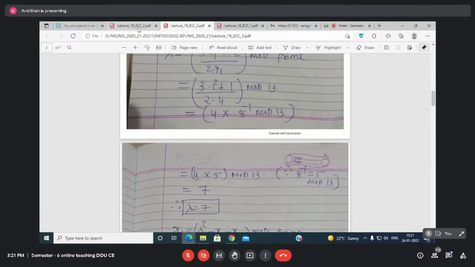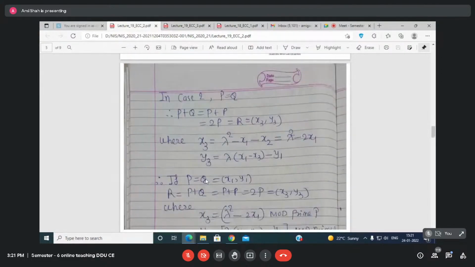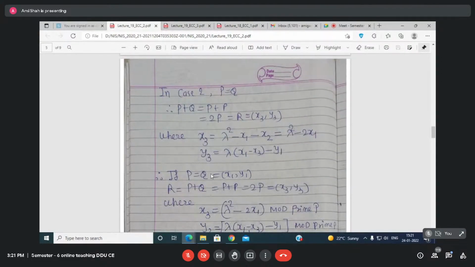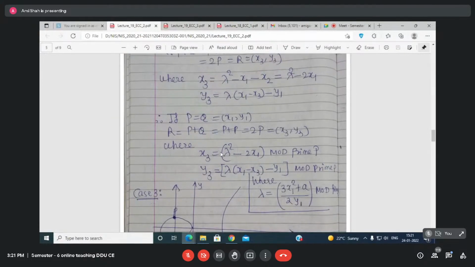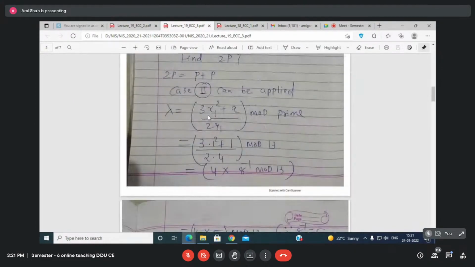Now once I get the lambda value, how do I calculate x3? All of you know that if there is only one point, the two points overlap. So in this scenario I can say that x3 equals lambda square minus 2x1 mod p, right? And y3 equals this formula that you have to take. So x3 equals lambda square minus x1 minus x2, and here with only one point, both x1 and x2 are the same.